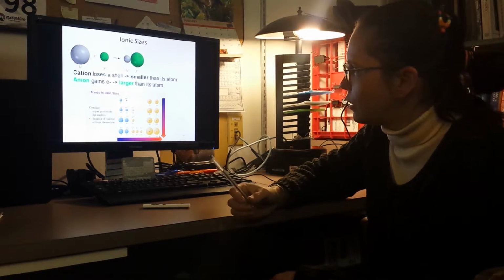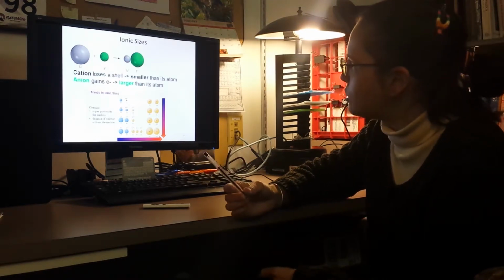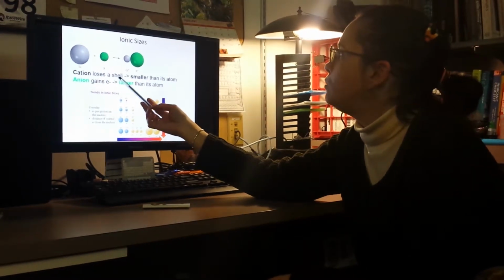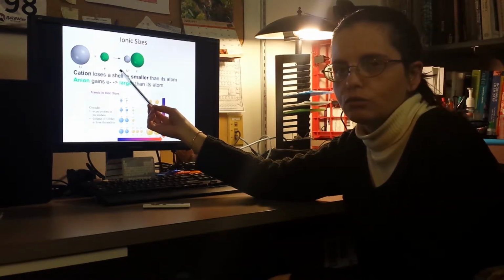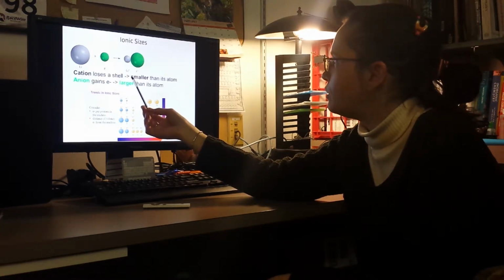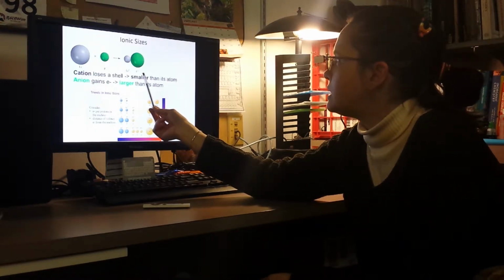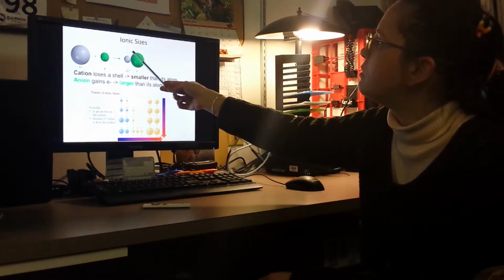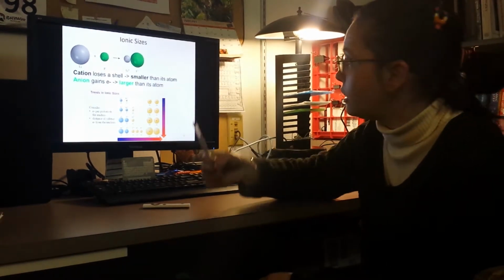Ionic sizes also have trends, so we just talked about atoms. For example, the cation is going to lose a whole shell. To become a cation, you lose an electron, and losing the outer electrons makes it smaller. So it will be smaller than its atom, right? Here's a lithium cation, and when it becomes lithium plus, it actually gets considerably smaller.